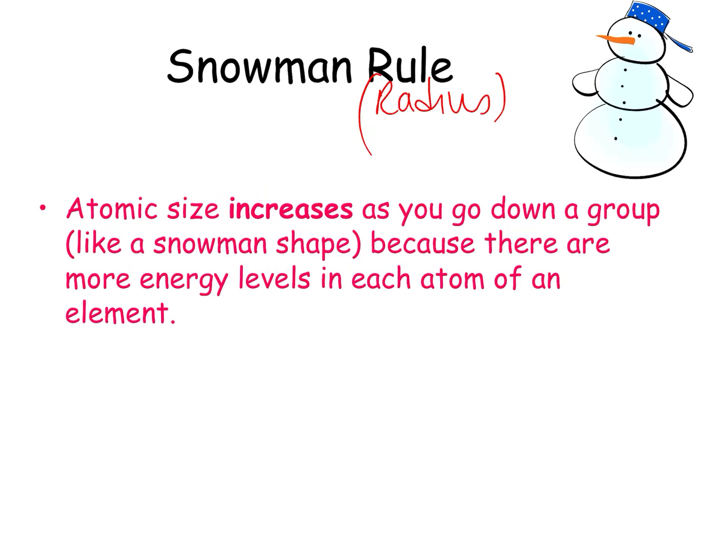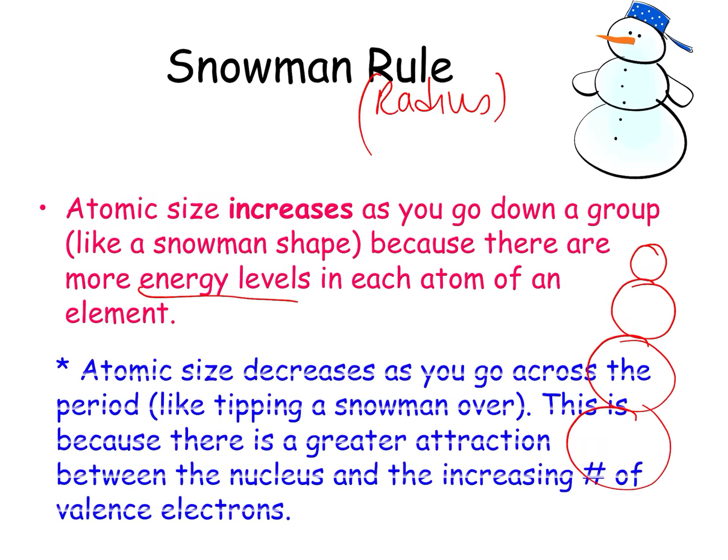Atomic size increases as you go down a group, like the snowman shape, because there are more energy levels. So snowman, you build it like this, right? But atomic size decreases as you go across a period, like if you tipped him over. This is because there's greater attraction between the nucleus and the increasing number of valence electrons. So the positives and the negatives, there are more of them, and so they squish closer. Again, this isn't anything you need to write down in your notes.